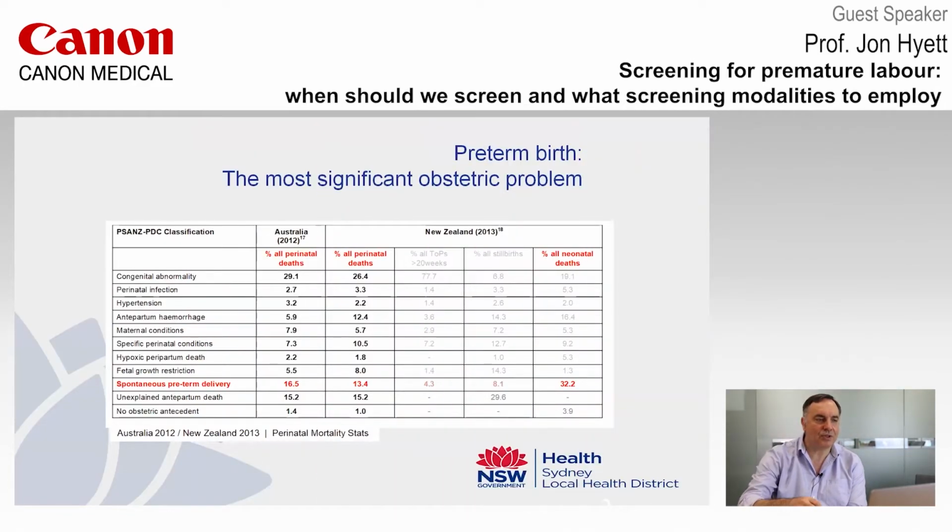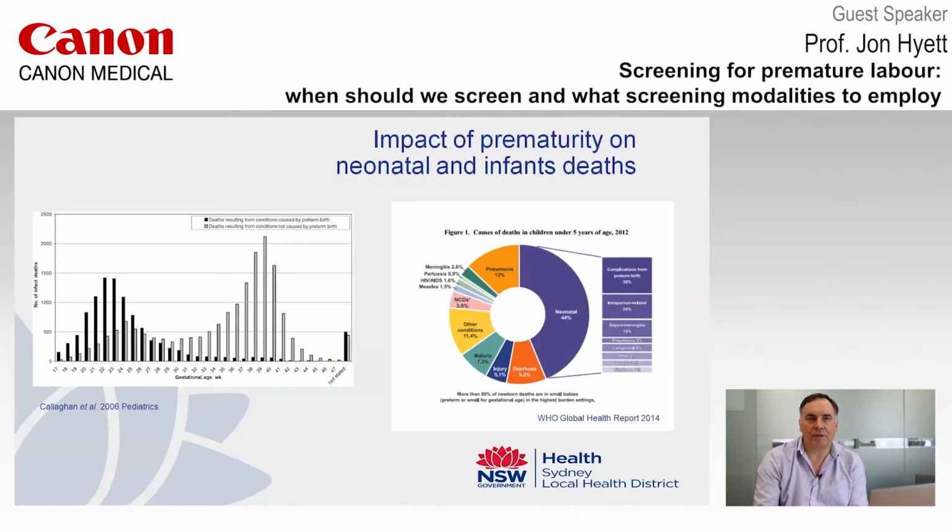Now, in Australia and New Zealand, we know that prematurity is actually the most significant cause of perinatal death. So you can see here, highlighted in red, that in Australia, preterm birth accounts for about 16% of all perinatal deaths. Interestingly, in New Zealand, they tease the data out slightly differently. So you can actually just focus on neonatal deaths, and you can see that about 32% of those are related to prematurity. That's consistent with data from around the world.